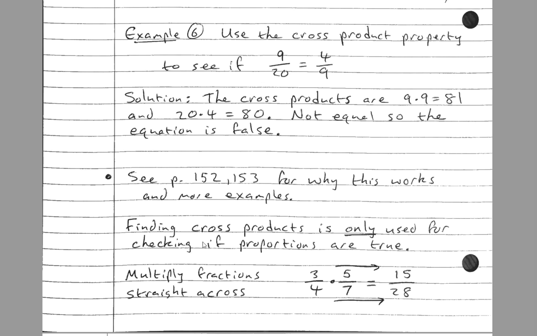And just another point I wanted to make here. This cross multiplying, this finding cross products, it's only used for checking proportions. Remember, when we're multiplying fractions, that goes straight across. I know a lot of you like to cross multiply when you're multiplying, but no, it should go straight across. So 3/4 times 5/7, the correct answer is 15/28. So we're straight multiplying.